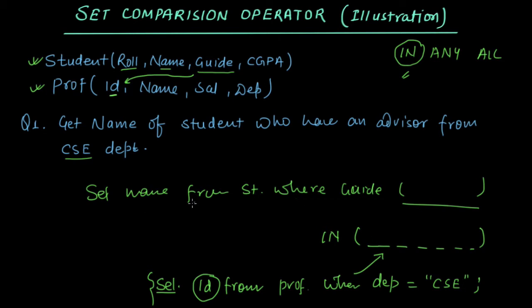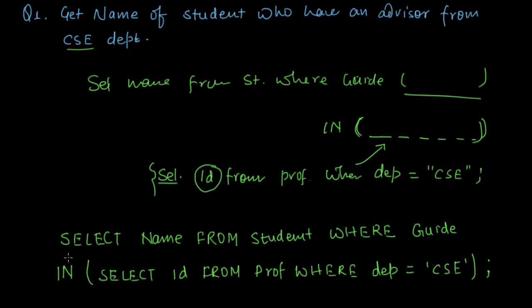Now what we have to do is list down the students' names from here, for which this guide is in this set. So this will give us the students who are working under a guide of the CSE department. So let's write down the query. The final query would be like this: select name from student where guide in this set. This set is select ID from professor where department equal to CSE.